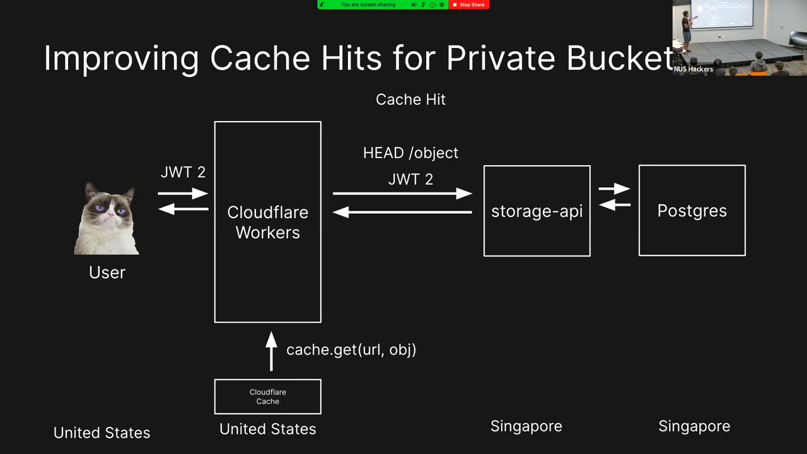And this is faster because if you're downloading a 10 MB image or something like that, you don't need to do that full download from Singapore all the way back to US. You just need to do one call. It's a single API call. And yeah, that's how we solve that issue.